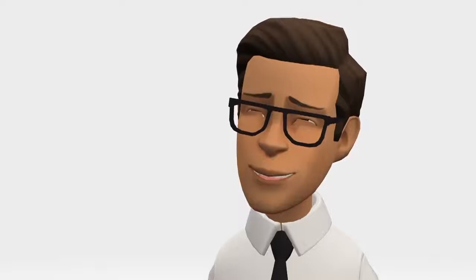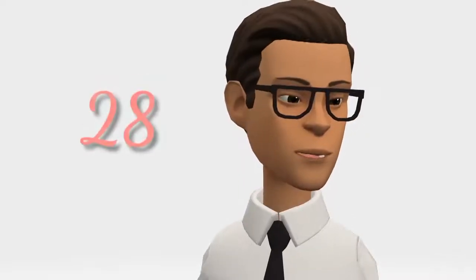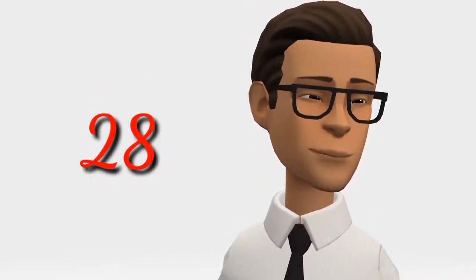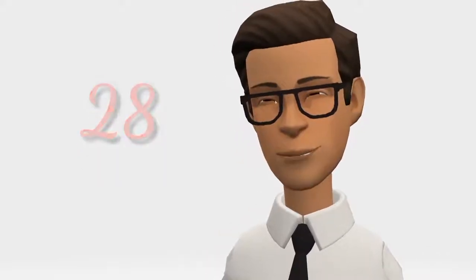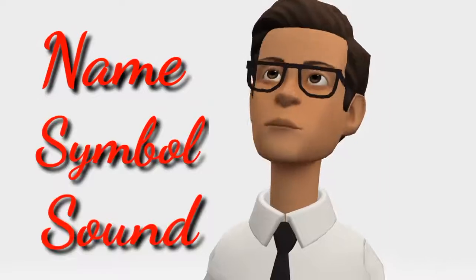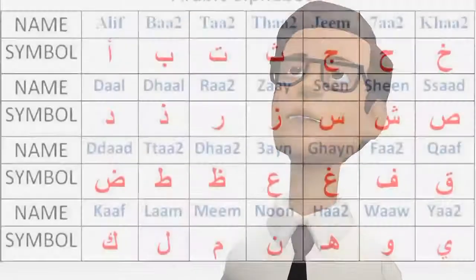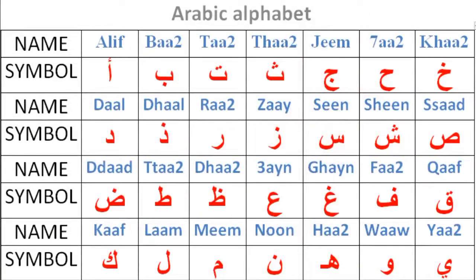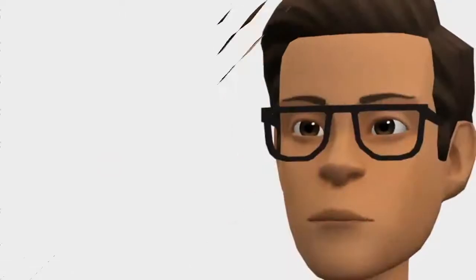The Arabic language consists mainly of 28 letters. Each letter has a name, a symbol, and a sound. Now, let's practice together the pronunciation of Arabic letters. As you can see in the slide in front of you, those are the Arabic alphabet.